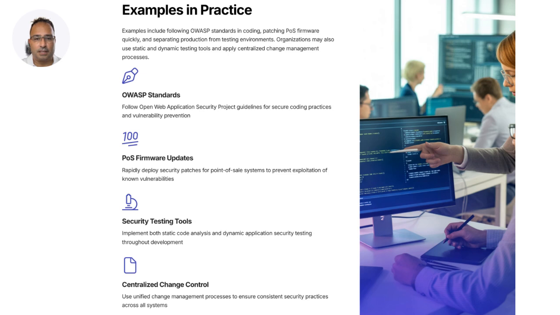Examples in practice. Examples include following OWASP standards in coding, patching POS firmware quickly, and separating production from testing environments. Organizations may also use static and dynamic testing tools and apply centralized change management processes.